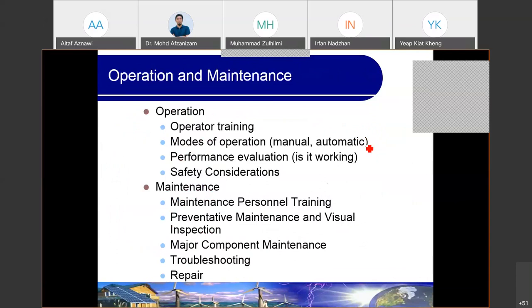Operation and maintenance, I think this one is very logical thinking. It's very, very straightforward. Operation and maintenance: operator training, operation, communication, safety consideration, meeting, personnel training, location maintenance and visual inspection, major component maintenance, troubleshooting and repair.